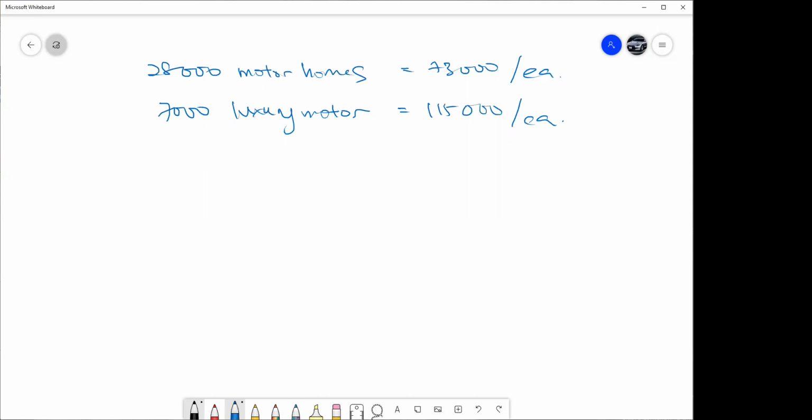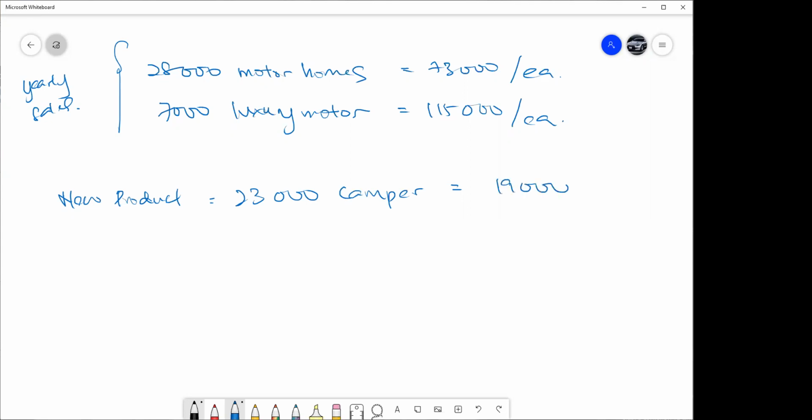Okay, so now the company wants to introduce, this is their yearly sales. So now a new product. 23,000 they want to sell. Call it camper, and each of them is 19,000 only. So a consultant has determined that if Chinko introduced a new camper, it should boost the sales of its existing motorhomes by 2,600 units per year.